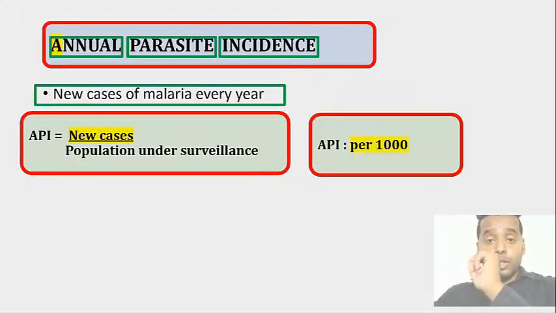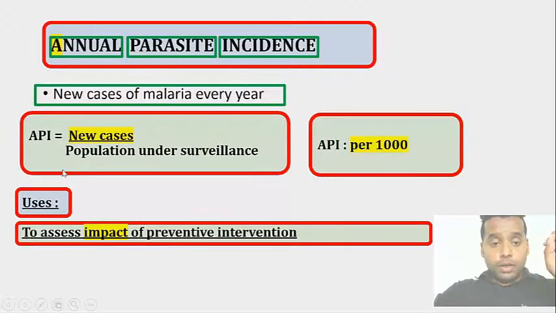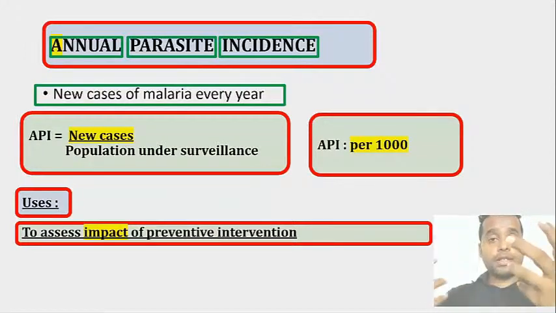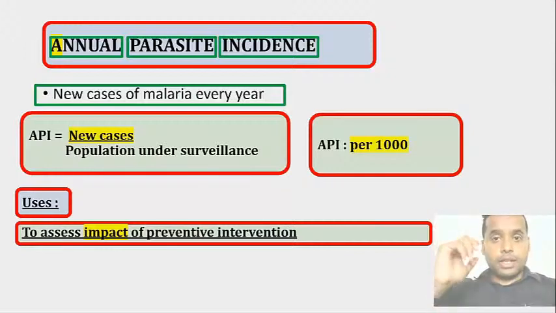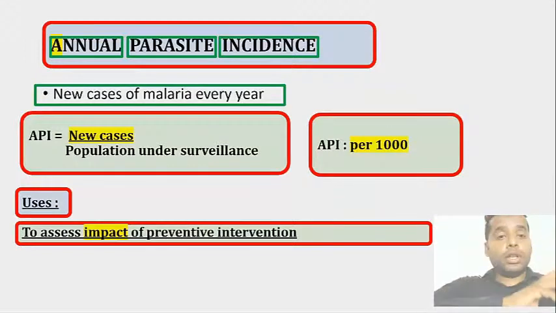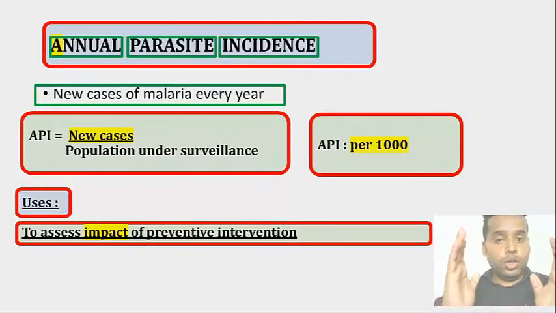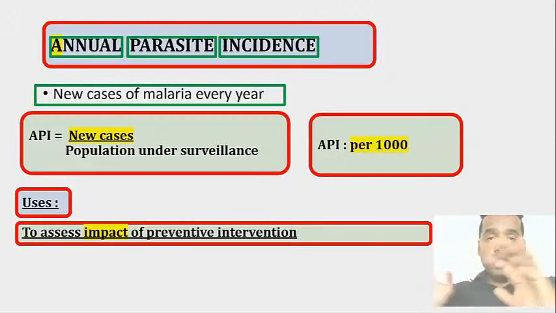What is the use of API? So 1, to assess the impact of preventive intervention. Important. The word impact of preventive intervention. Like I give mosquito nets, insecticidal nets. Before, the risk was 3 per 1000 in that community. After giving insecticidal net, the incidence risk is 1 per 1000. So before 3, after it is 1. Good. Your intervention is working. Impact of preventive intervention can be assessed with the help of annual parasite incidence.